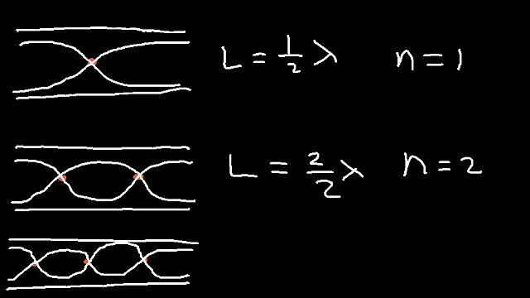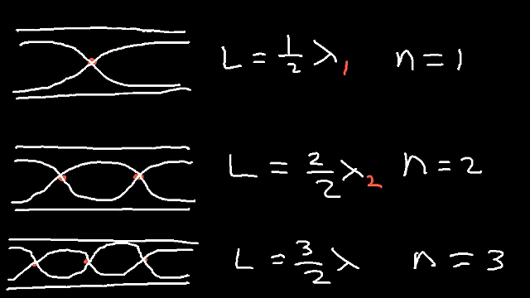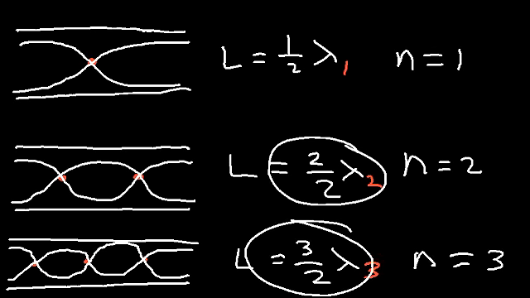So this time n is 3, and L is 3 over 2 times the wavelength. This is lambda 1, lambda 2, lambda 3. So this is the fundamental wave, or the first harmonic. This is the second harmonic, which is the first overtone. This is the third harmonic, which is the second overtone.